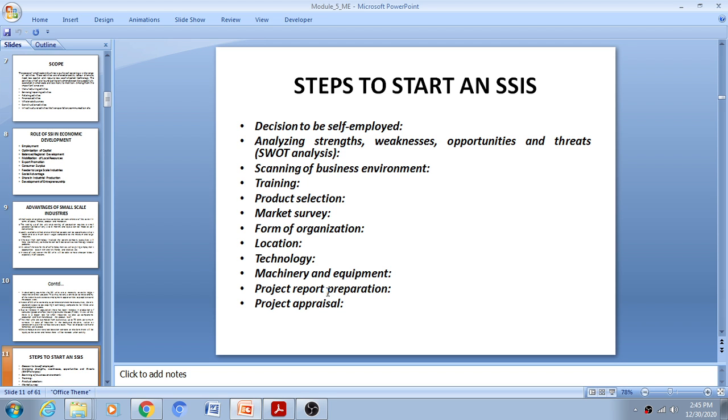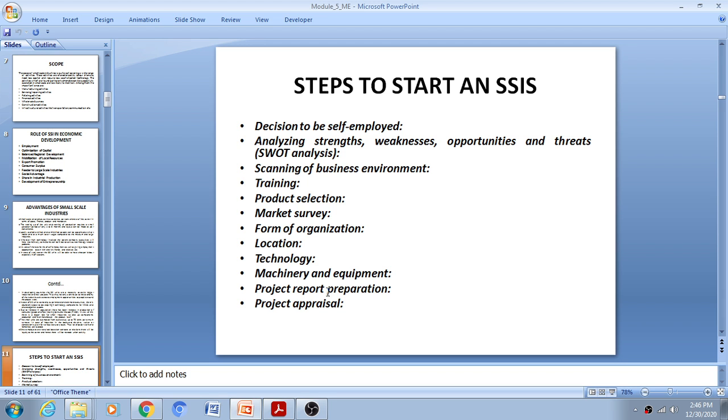Next one is location. Choosing location is very important because you don't want to start an industry in a location where you don't get the amenities. Getting those amenities, getting raw materials, getting power, water, and waste management are all important if you want to start a small industry. So selecting the location with respect to all these parameters is also important.